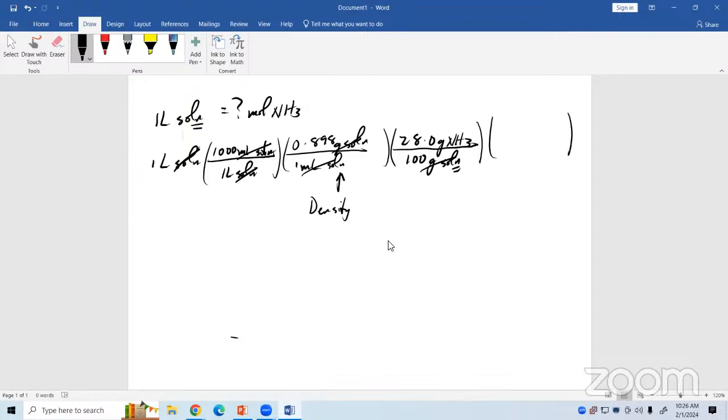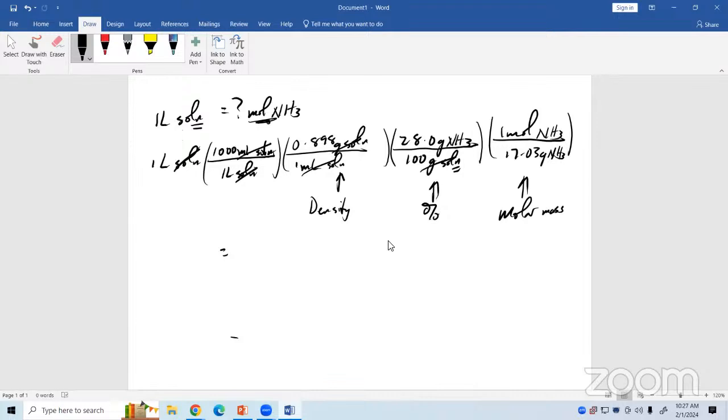So the only thing left for us to do is to find the moles of ammonia, which is what we're trying to find here. And to do that, I would multiply this by 1 mole over the molar mass of ammonia, which is 17.03 grams of ammonia. And then I would work this out. So this is the percentage, and this is the molar mass. That would be what we have to calculate.